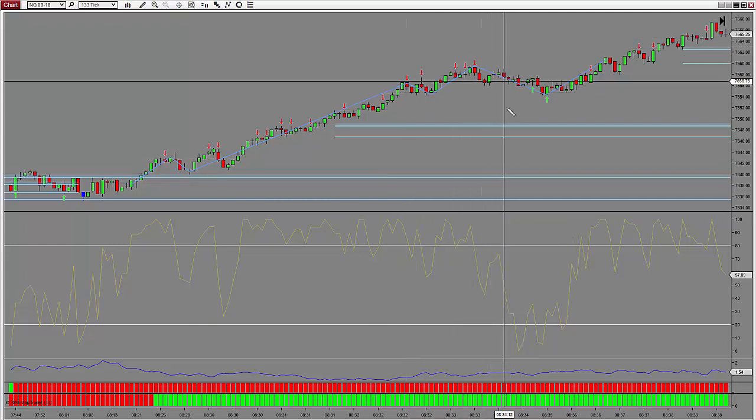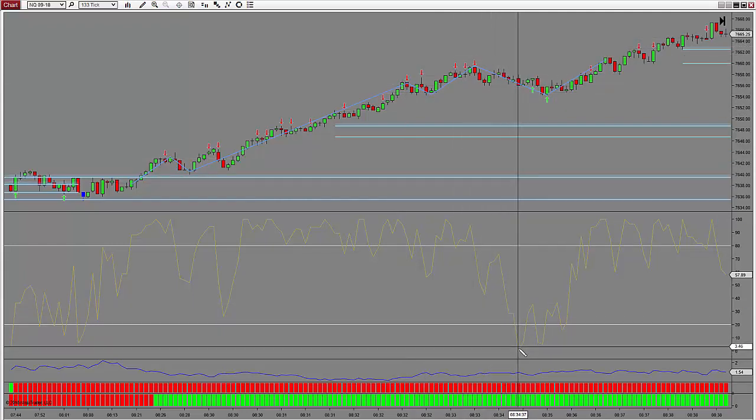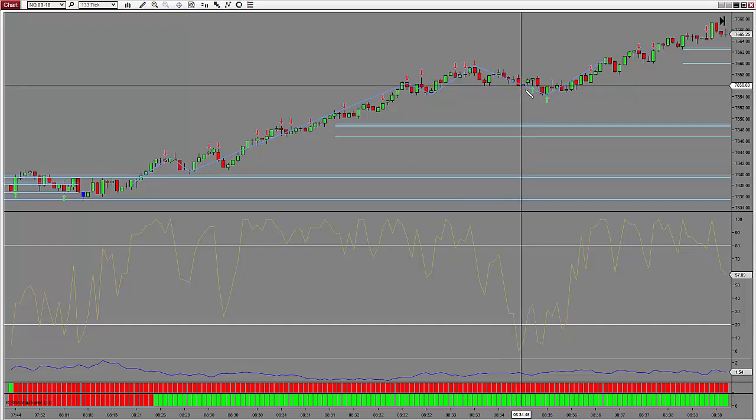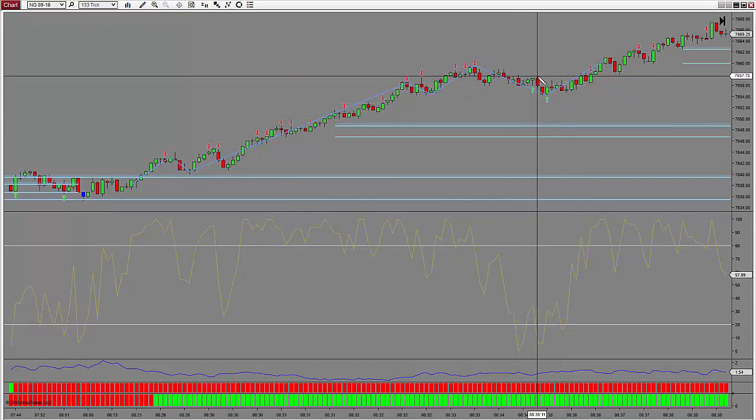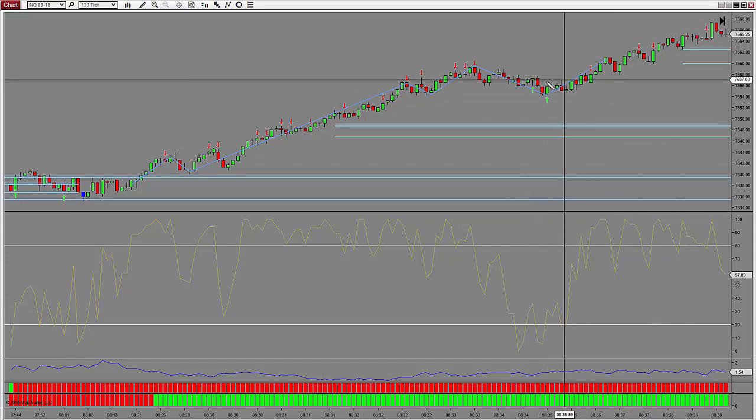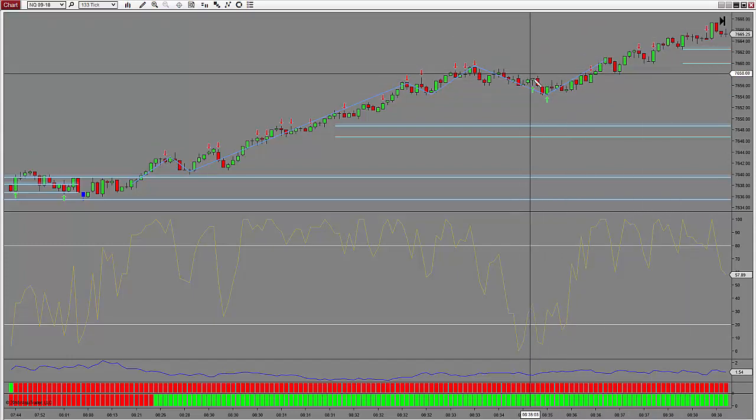Stochastic comes down, and it goes oversold right here. So if you want your highest probability trade, it's right here. This would have been a spot, and then again here. So me personally, I would have taken a trade here and then here.